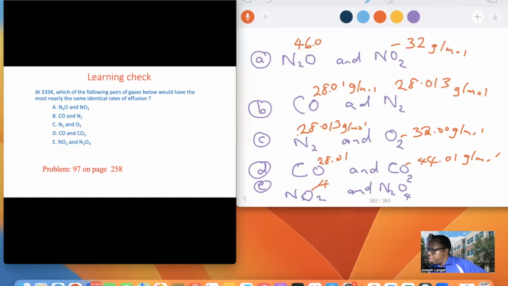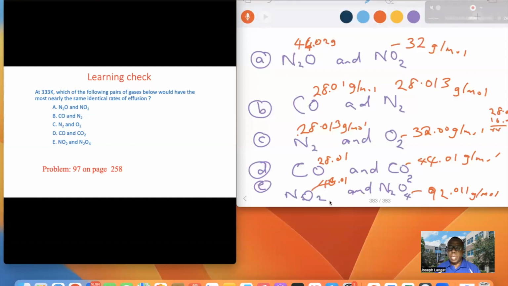For E, nitrogen dioxide is 46.01, and N2O4 is 92.011 grams per mole.